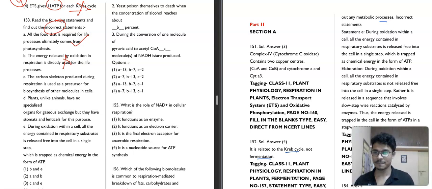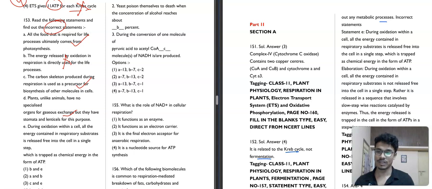Then what is it saying? It is saying that the carbon skeleton produced during respiration is used as a precursor for biosynthesis of other molecules in cells. This is correct. The carbon skeleton is basically produced during respiration and used as a precursor. And plants, unlike animals, have no specialized organs for gaseous exchange, but they have stomata and lenticels for this purpose. Like animals have lungs, different types of tissue.